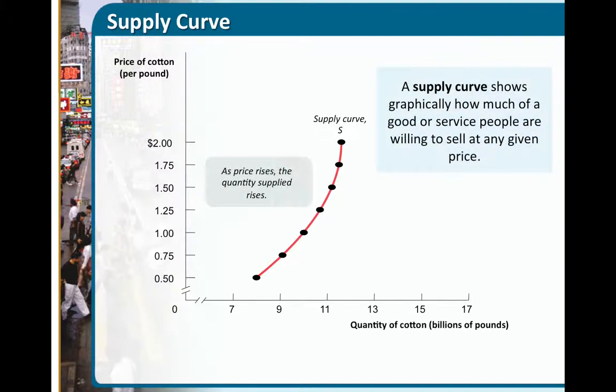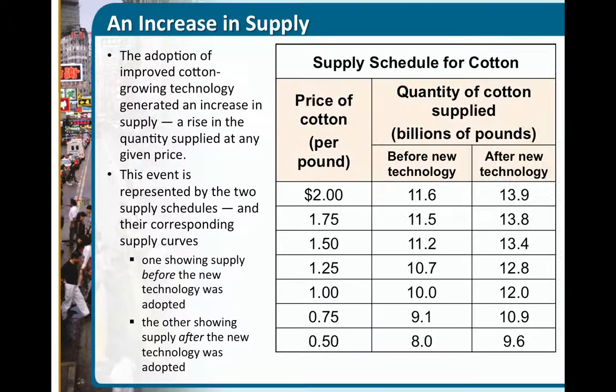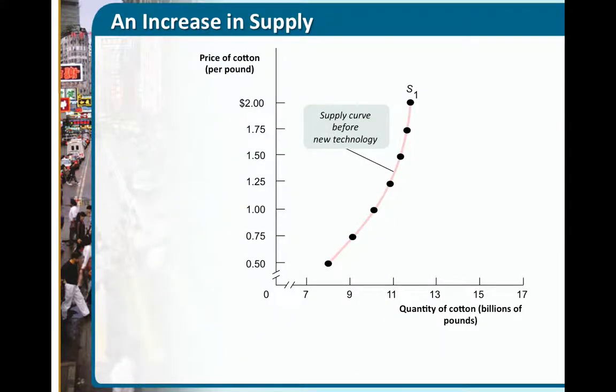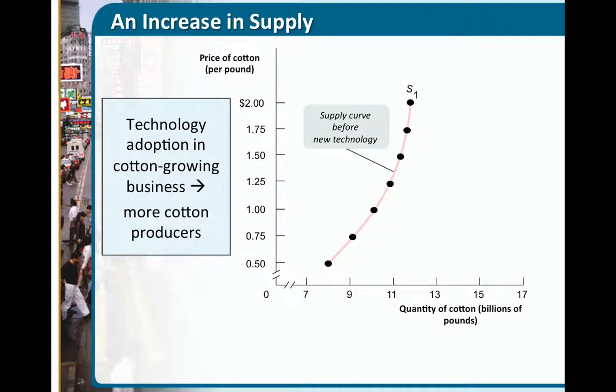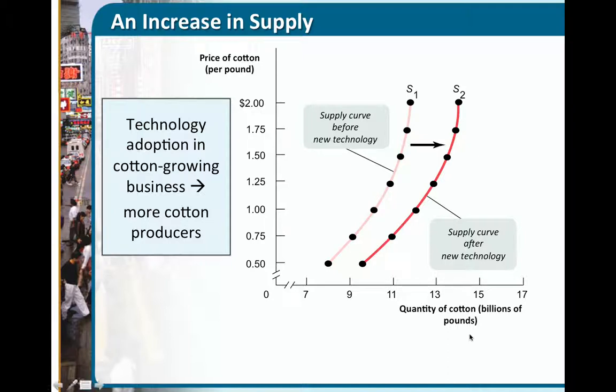And again, please keep in mind there's a difference between a change along the supply curve and a change in the supply curve. Say there was new technology to help the cotton growing business. More cotton producers are able to join the market. This would be a shift in the whole supply curve after the new technology. Remember how the demand curve shifted when the population grew and there was more demand for cotton in the world? This is a higher supply of cotton because of the new technology.